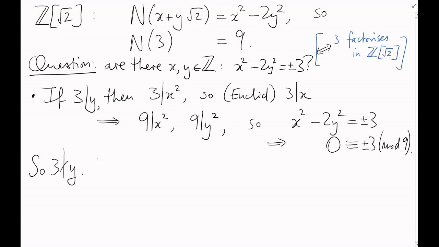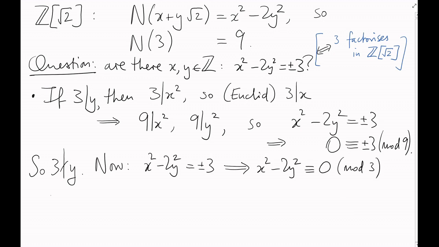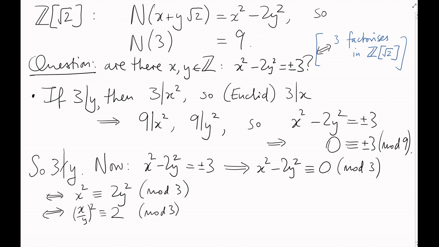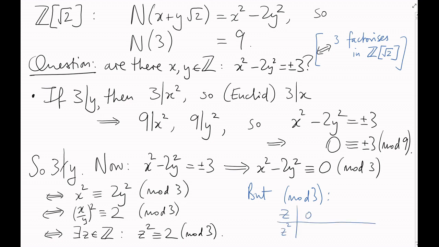Let's reduce mod 3, so that we have, for some integers x and y, that x squared minus 2y squared equals 0, or in other words, x squared equals 2y squared. Now we can divide both sides modulo 3 by y squared, because of the earlier section on modular arithmetic. We get x over y squared equals 2 mod 3, and we can take this number x over y to be an integer, say z, so z squared equals 2 mod 3. But by writing out the squares modulo 3, we see that this is impossible, so 3 must be inert.